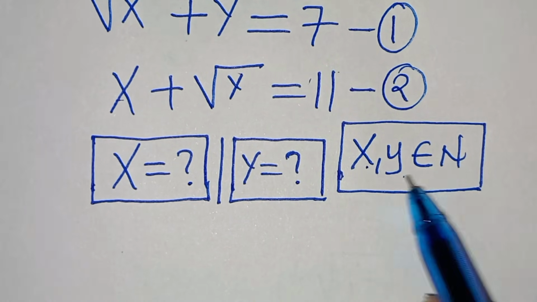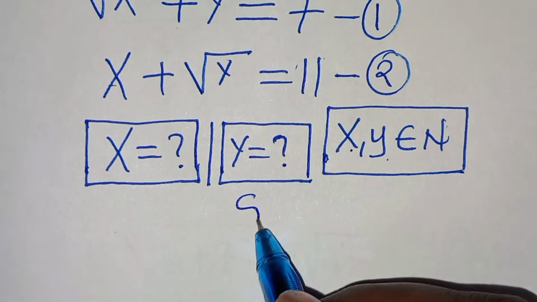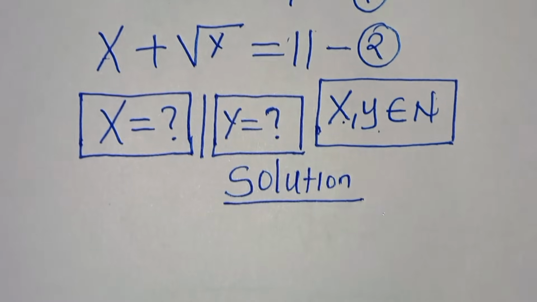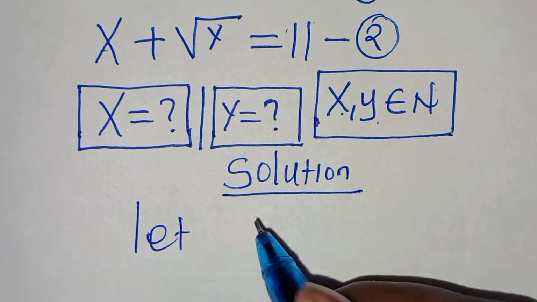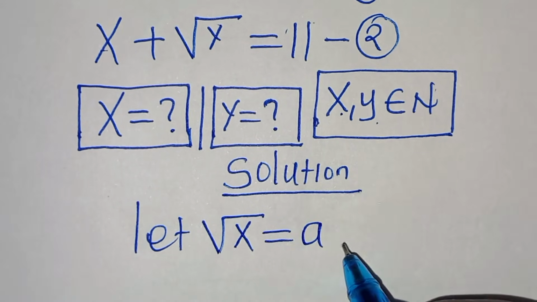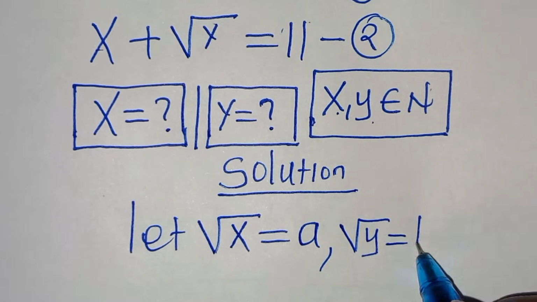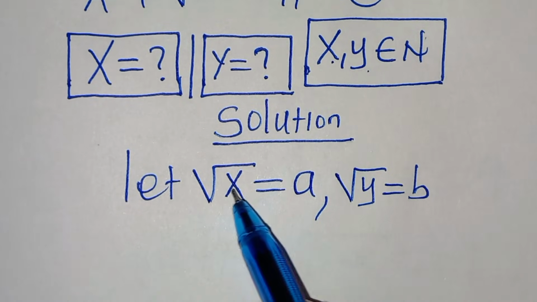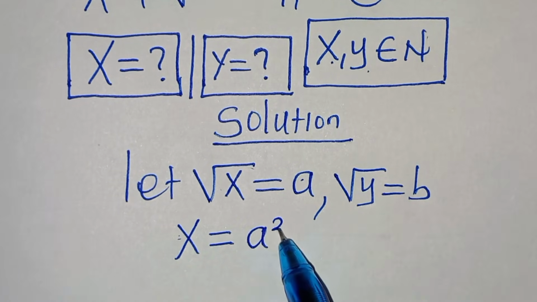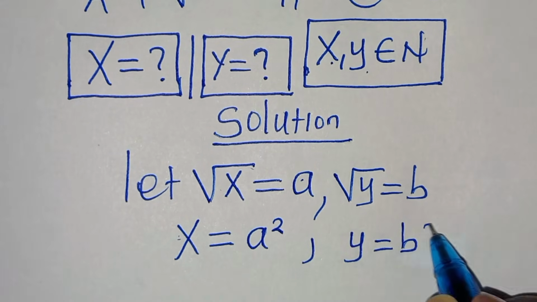Given that x and y are elements of natural numbers. Now let's provide a solution from here. The first step to do here, we can let square root of x be equal to a, and let square root of y be equal to b. So this implies that x is the same thing as a to the power of 2, and it also implies that y is equal to b to the power of 2.